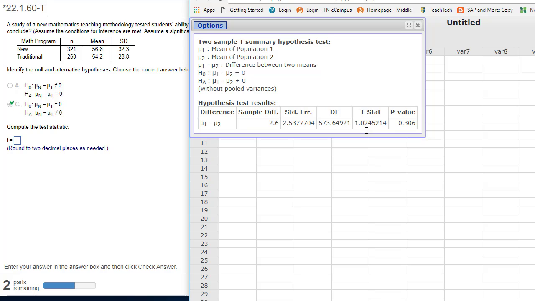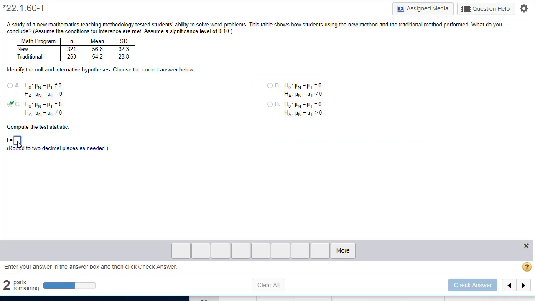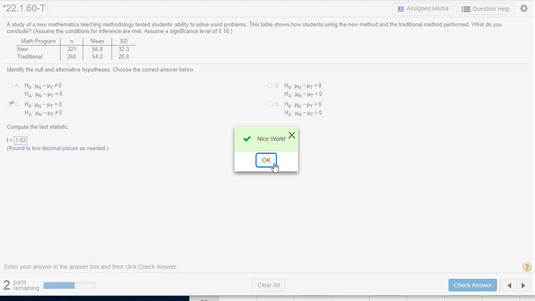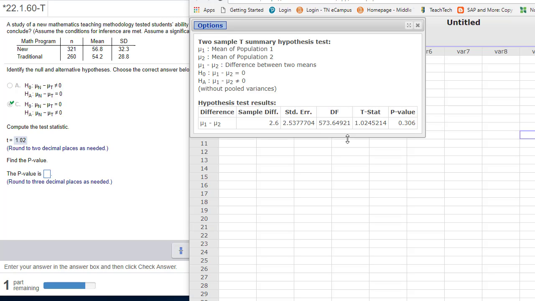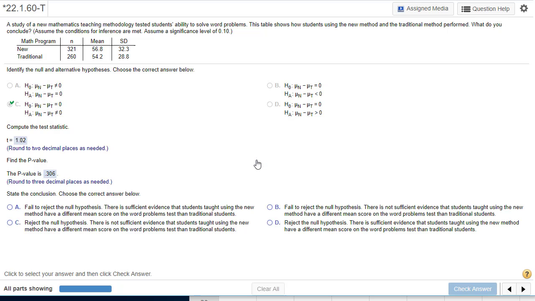So here's our t-stat, and make sure you round however it says to round, to 2 decimal places. Okay. The p-value is given here as well. The p-value is 0.306. And now, this is as important as the other stuff, to be able to state the conclusion of this. A lot of the mathematics is not hidden, but it's sort of in a black box. And computers can do that pretty well.